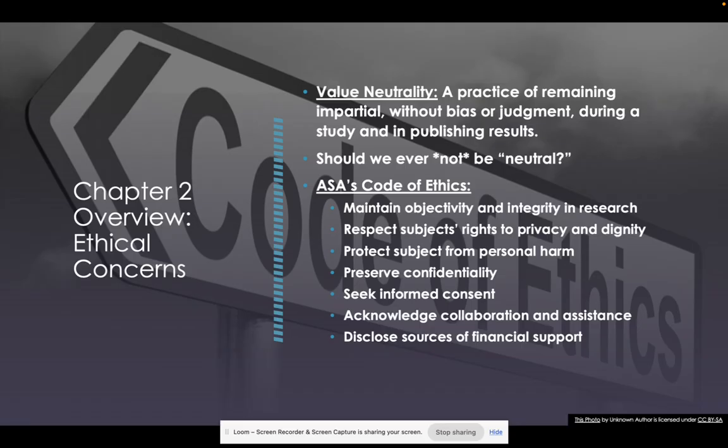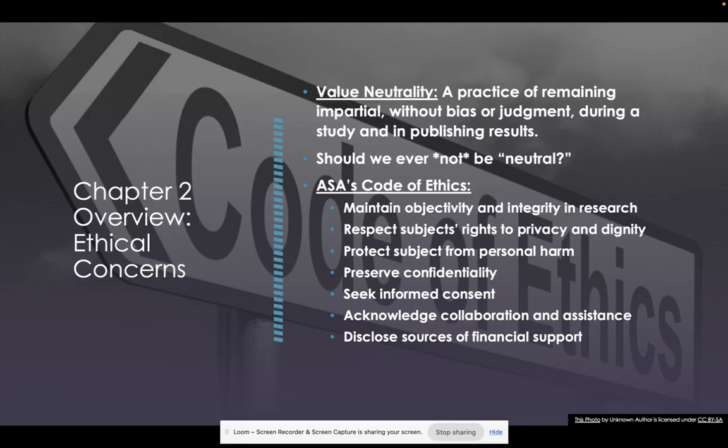And then finally, the American Sociological Association has a code of ethics that our textbook authors talk about during the chapter on research methods. This just says that we should maintain objectivity and integrity in our research. We should respect subjects' rights to privacy and dignity. We should protect subjects from personal harm. We should preserve confidentiality, seek informed consent, either written or verbally, and protect that informed consent, acknowledge collaboration and assistance, and disclose sources of financial support.